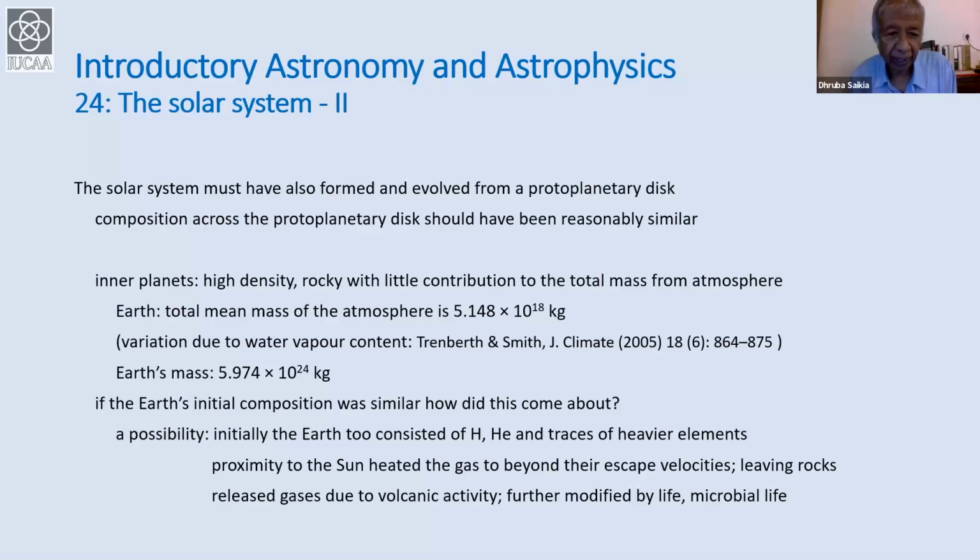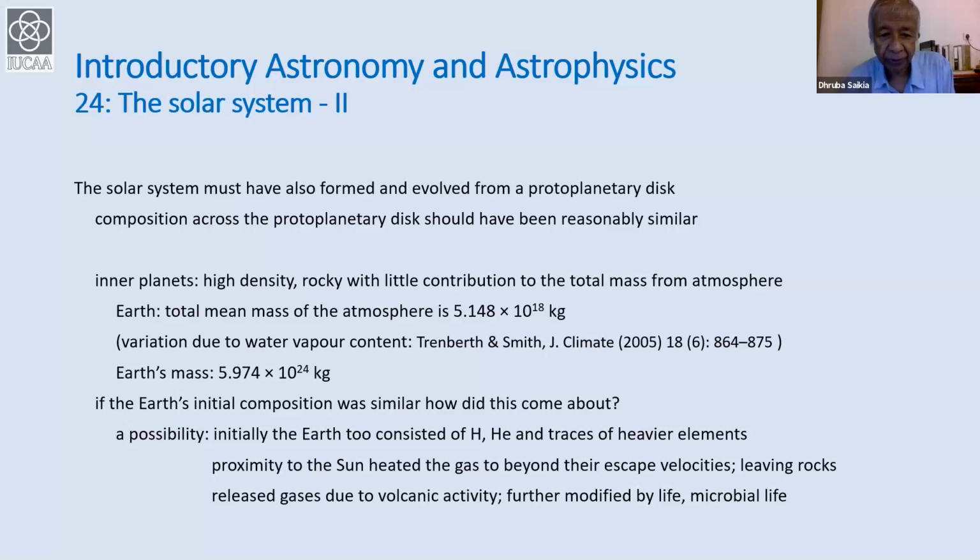In the inner planets, we have high density, we have rocky material, little contribution to the total mass from the atmosphere. And you can see over here, I've just given you one example, that the total mass of the atmosphere is a few times 10 to the power of 18 kilograms. This varies due to water vapor content and all that. But you can see when you compare to the Earth's mass, it's 6 orders of magnitude lower than that. Okay. So you can see that the atmosphere has very little contribution.